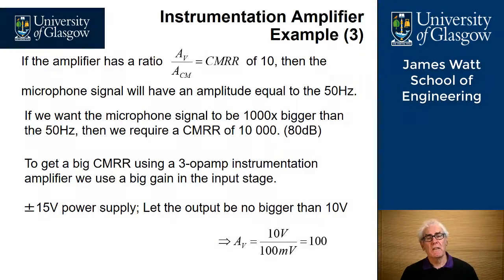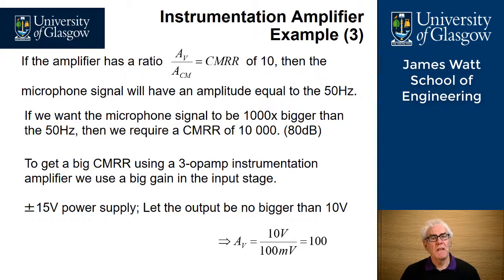So let's do the analysis. If the amplifier has a ratio between differential gain and common mode gain, a CMRR, equal to 10, then the microphone signal would have an amplitude equal to the signal appearing from the 50 Hertz signal. Well, that's not going to be very good because we're trying to listen to the person singing on stage. We want to get a much better CMRR.